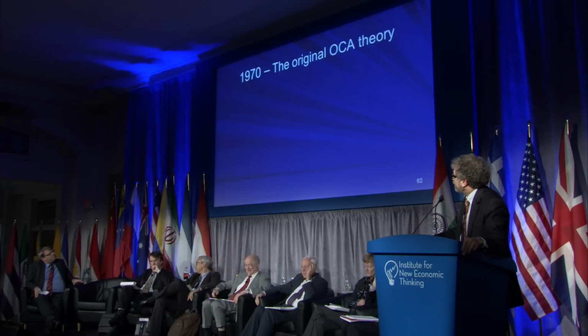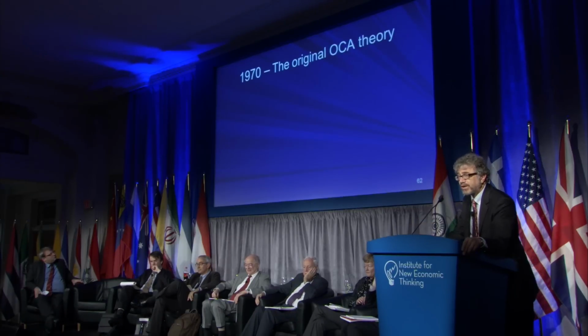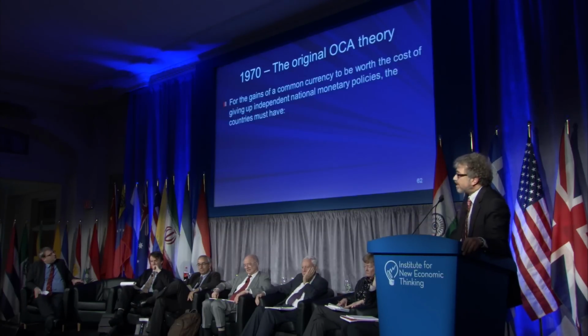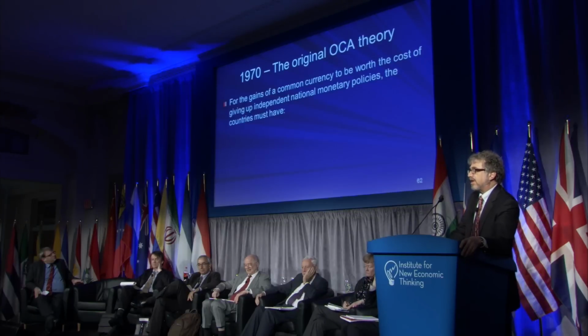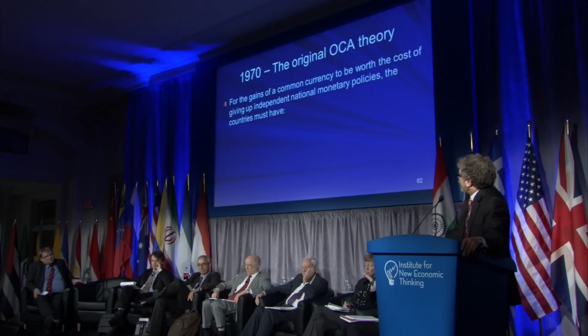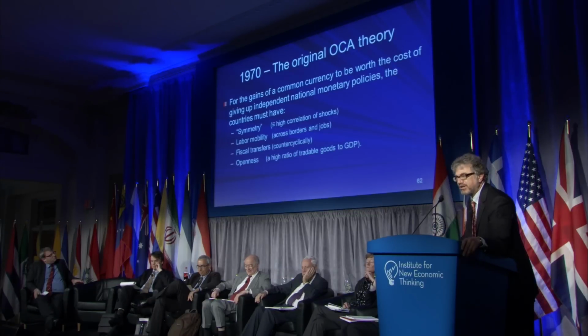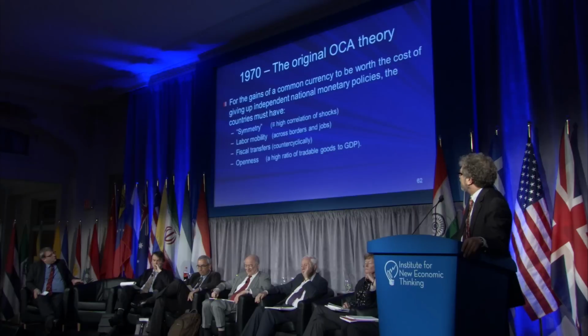That's the outline. So let's start briefly with the original optimum currency area theory, which has given this session a part of its title. The idea, I mean, it's familiar to most of the audience probably, for the gains of a common currency to be worth the cost of giving up independent national monetary authorities, the countries must have a set of criteria: symmetric shocks, labor mobility, fiscal transfers, openness, high ratio of trade to GDP. I'm not going to elaborate on these.